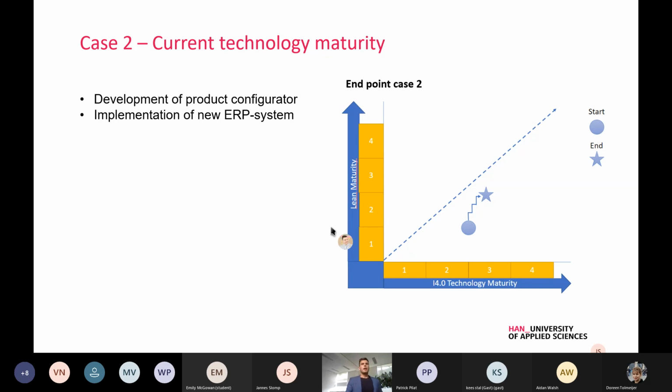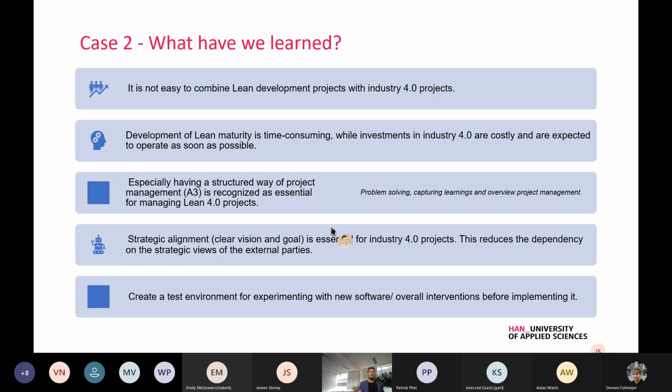And what we have learned from this case is that it is not easy to combine lean development projects simultaneously with Industry 4.0 technologies. You might know that investing in lean takes time and effort, and new routines need to be developed. Well, the investments related to Industry 4.0 technologies are costly, and it is expected also from the higher levels that the costs are easily returned. So there's a sort of incongruence between the time and effort it takes to develop lean to a certain level, and the shortness that is expected for the Industry 4.0 technology to be returned.